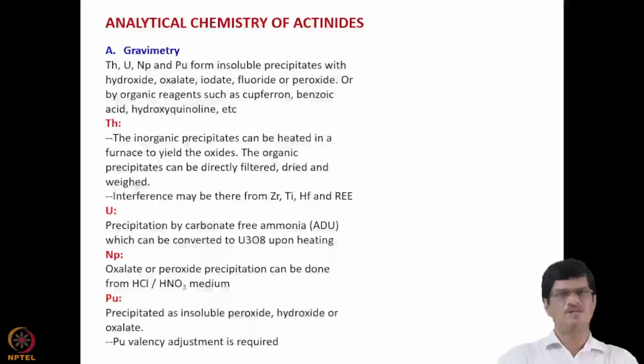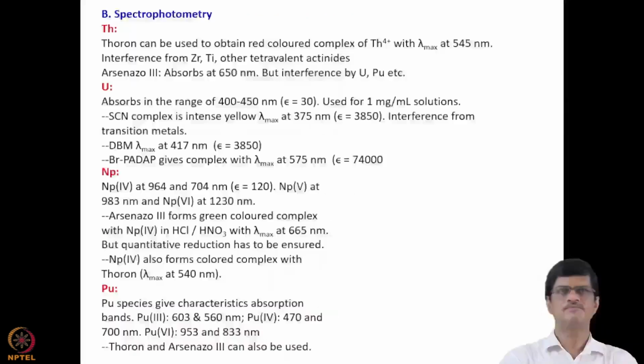Plutonium valency adjustment is required in this case, as I have already mentioned. Nitrite ion can be used for the oxidation of plutonium 3+ to plutonium 4+, or the reduction of PuO2 2+ to Pu4+ ion. The other popular method of analysis of the early actinides like thorium, uranium, neptunium and plutonium is spectrophotometry.